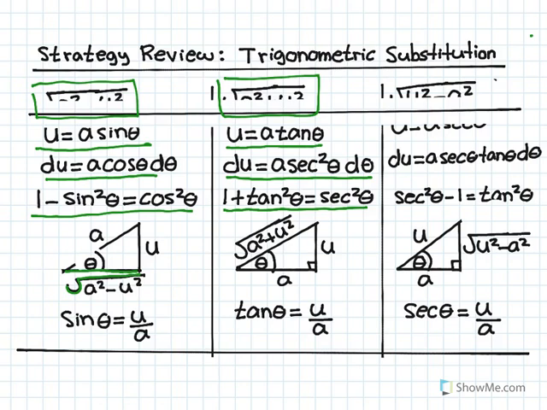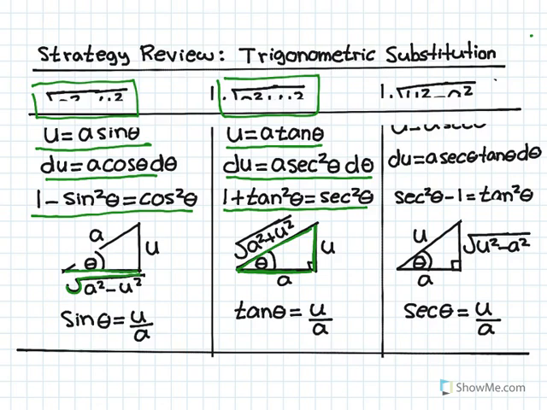Now, once you have the integral solved in terms of theta, you still need to go back to the original variable x, and that's where the triangle comes in. Any trig function that appears in your answer, you can go to the triangle and solve it in terms of x. For example, if tan theta appears, that's opposite over adjacent, just u divided by a. If sine theta appears, that will be opposite, u, divided by hypotenuse, the root of a squared plus u squared. If cosine theta appears, that would be adjacent, a, divided by hypotenuse, the root of a squared plus u squared.